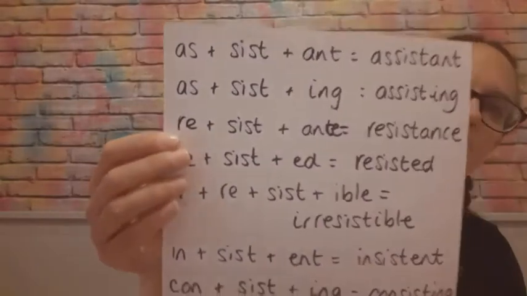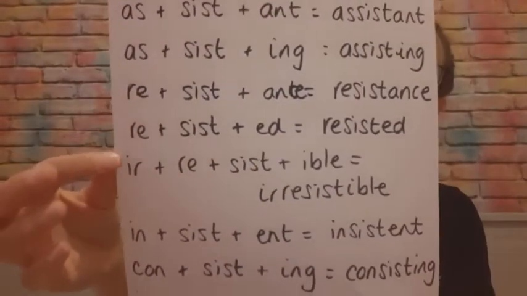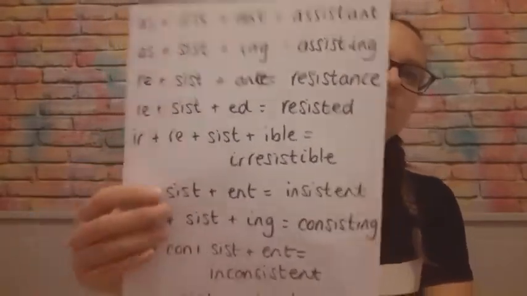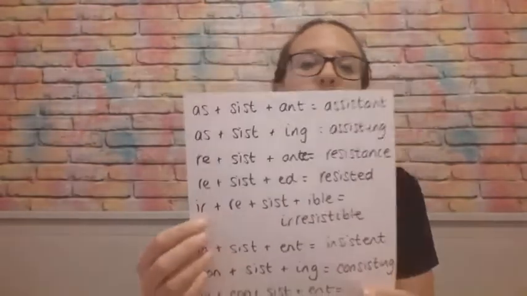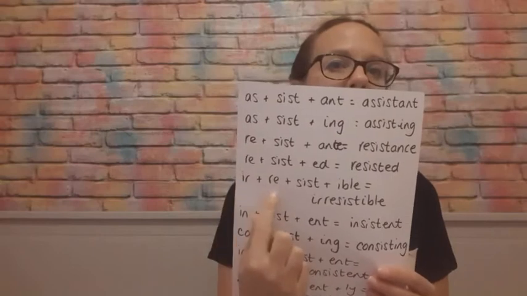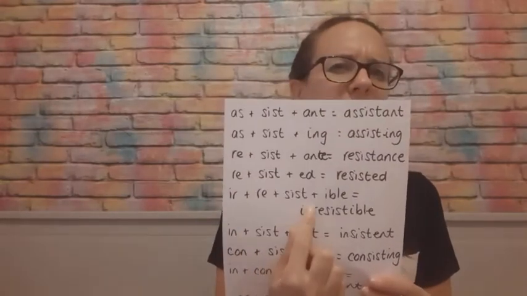So we've got resistance. So you're resisting doing it. You're trying to hold back. You don't want to join in. Resistance, resisted, and then irresistible. So the ir here is from the not. So we've got not, against, resisting, if that makes sense.